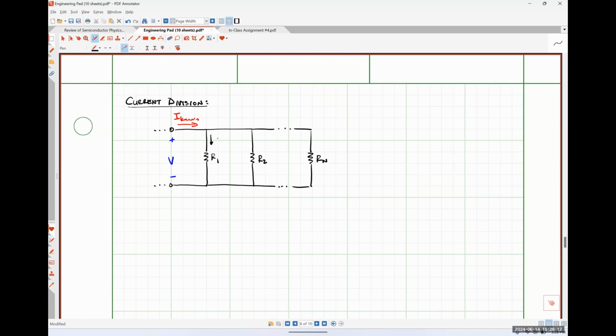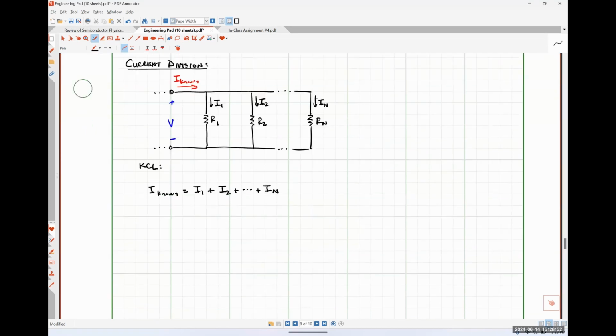And I'm going to define the individual resistor currents like so. So the system that I've described is we have a current I known that's flowing in, and then it splits up into I1, I2, all the way out to I sub n. Okay? So if we were to apply Kirchhoff's current law, we could see very easily that the current I known is just the sum of I1 plus I2 all the way out to I sub n.